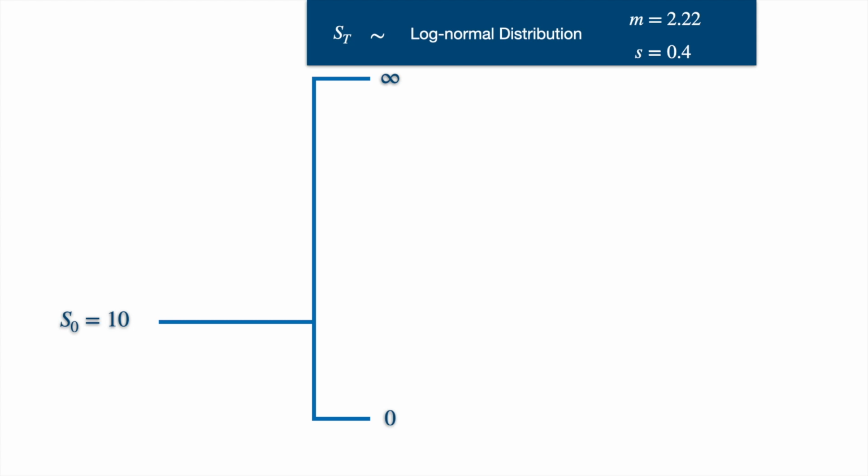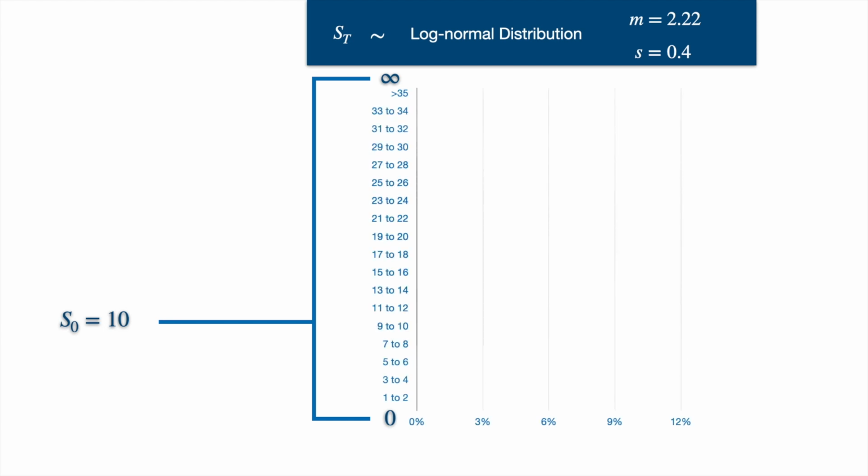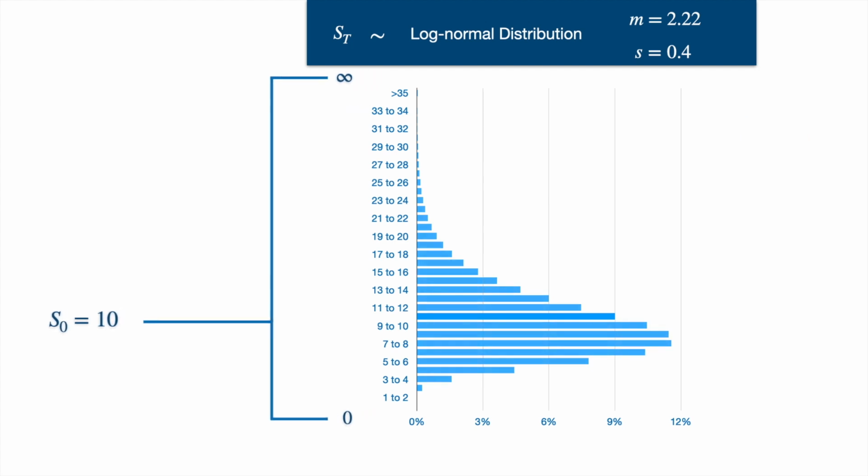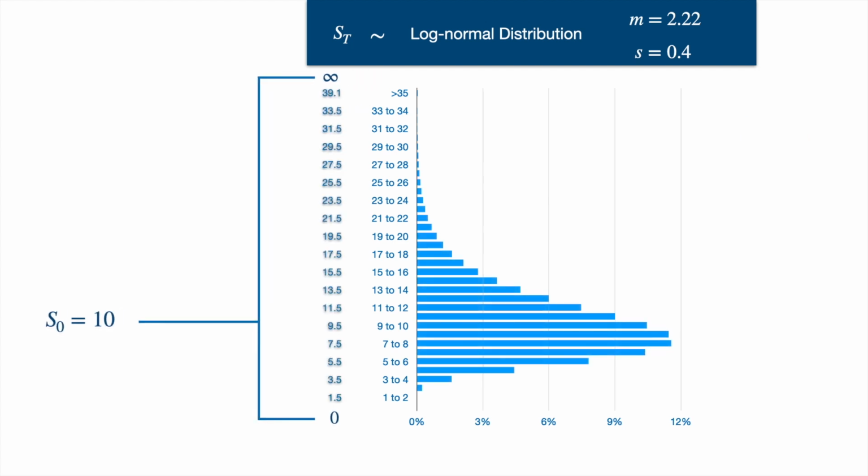To plot the distribution, let's divide the interval into sub-intervals of length 1. We have grouped everything above 35 into one group, and then using the log-normal dist function and any spreadsheet tool, we can calculate the probabilities of the process taking values in these intervals. We can assign the average value to each interval. The interval from 35 to infinity is tricky. Infinity divided by 2 is infinity, but the effective average comes out to be 39.